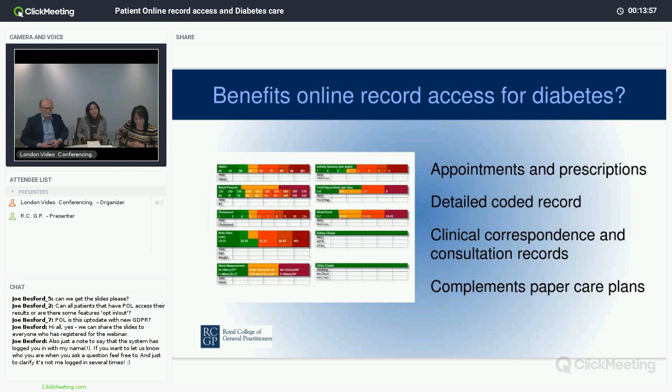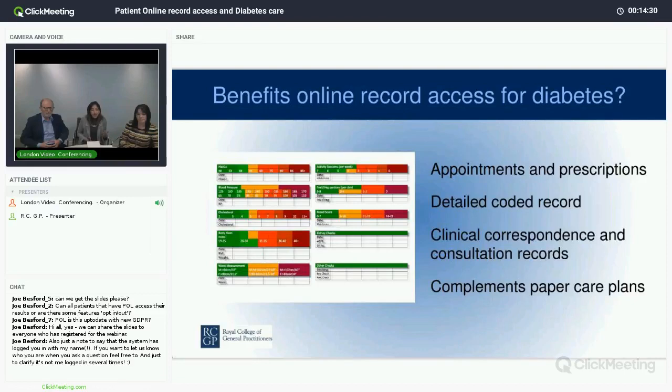But actually, as of 2016, it was recommended that all GP practices also offered access to detailed coded records. So the coded records include things like the names of their health conditions and diagnoses, a list of investigations or procedures that may have been carried out, their vital signs such as their blood pressure and the heart rate, allergies, past medical history, etc.